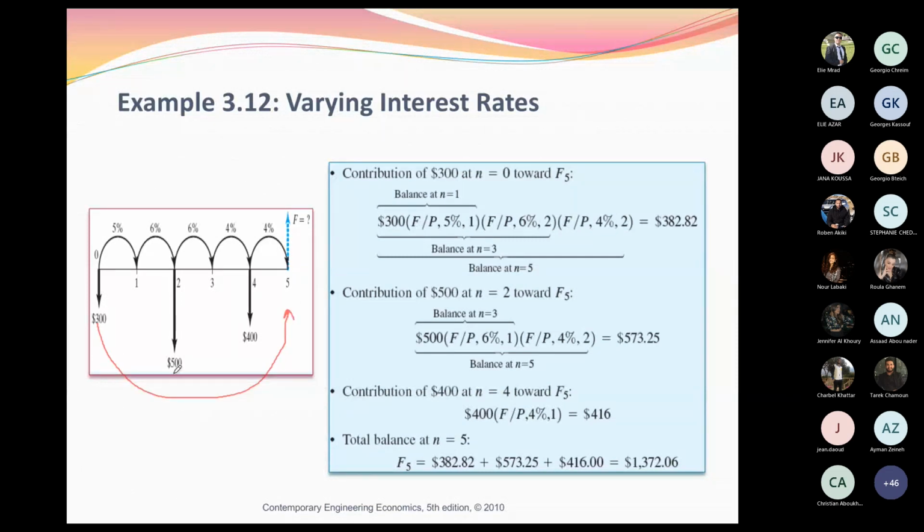Okay. 500 compounded once at 6%, twice at 4%, becoming F. $400 compounded once at 4% becomes F. I add them, I will have the future value of these 3 transactions with varying interest rates. Any questions?